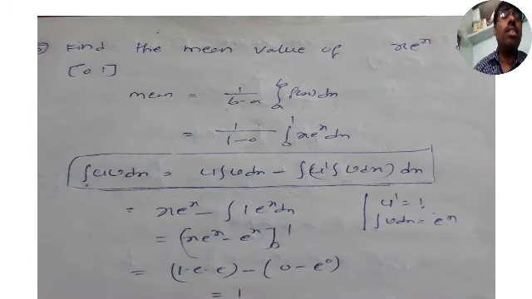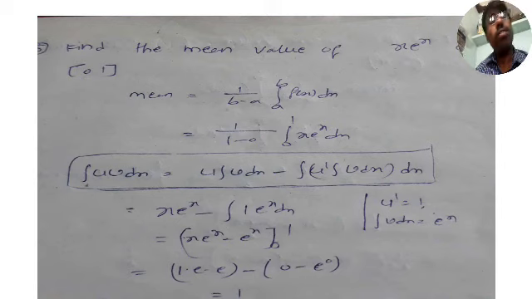Yes. This is the fifth problem. Find the mean value of x into e power of x on 0 to 1. You see, the function is x into e power of x and the interval is 0 to 1. So what is f of x? f of x is x into e power of x, and the lower limit a is equal to 0 and the upper limit b is equal to 1.